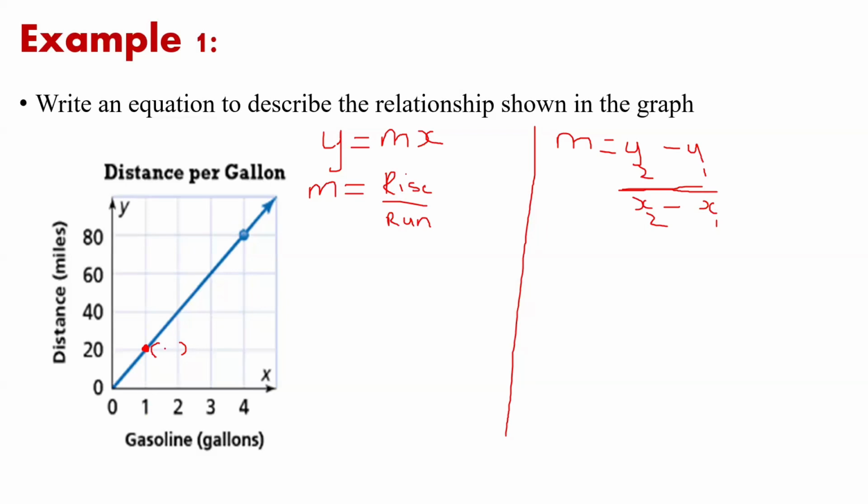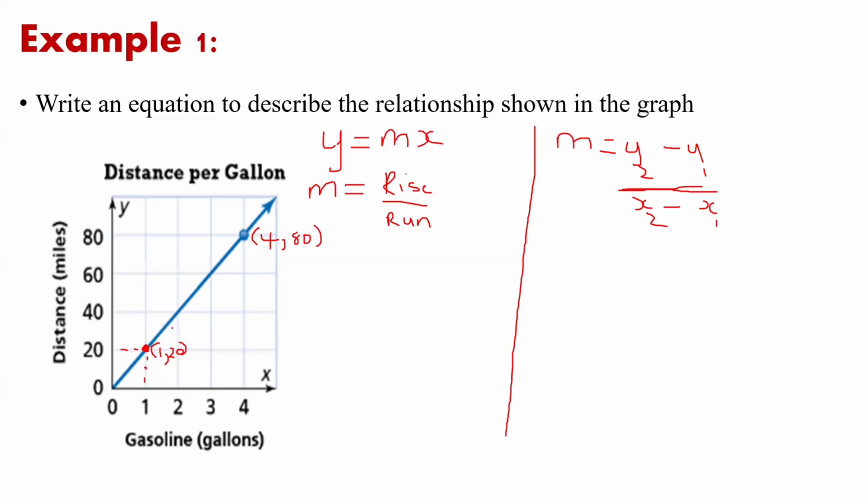So this is saying when x is 1, y is 20. All this is saying is basically where the x and the y cross each other or meet at that point. Now let us label our second point here. This is saying when x is 4, y is 80. Now that I have labeled my points, I am going to use my rise over run.